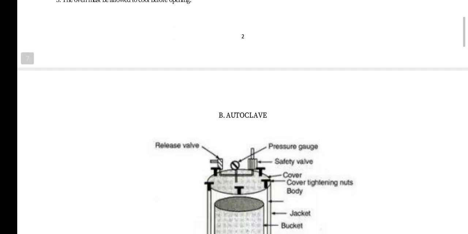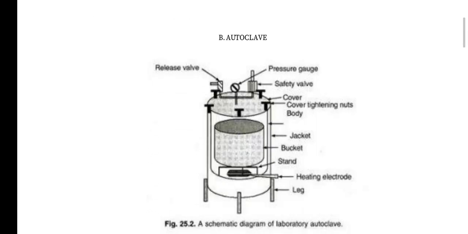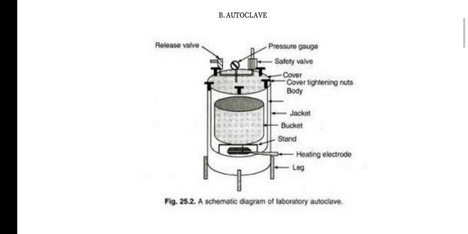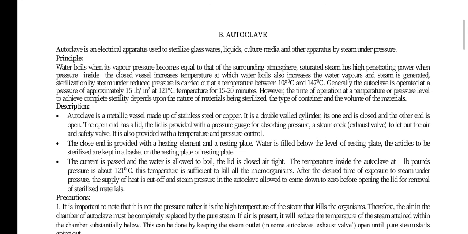The second instrument is the autoclave. This is the structure of the autoclave. Autoclave is an electrical apparatus used to sterilize glasswares, liquids, culture media and other apparatus by steam under pressure.